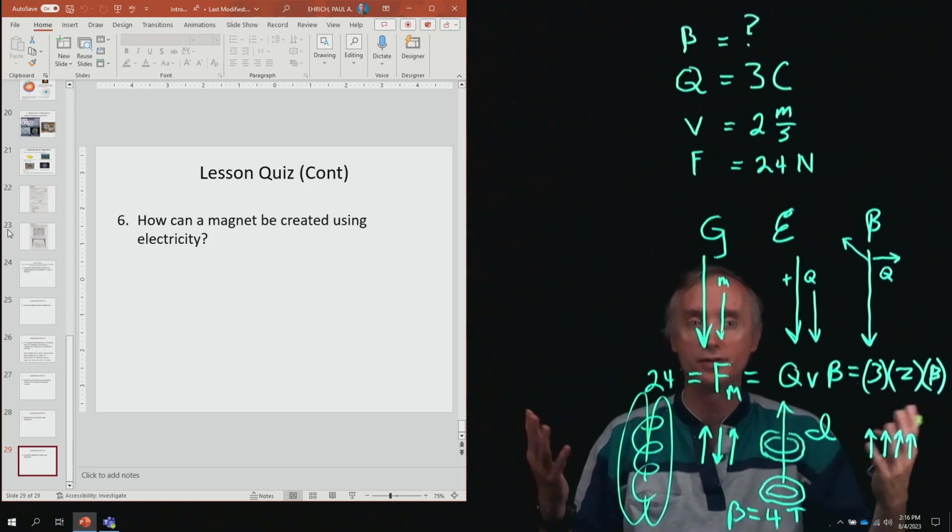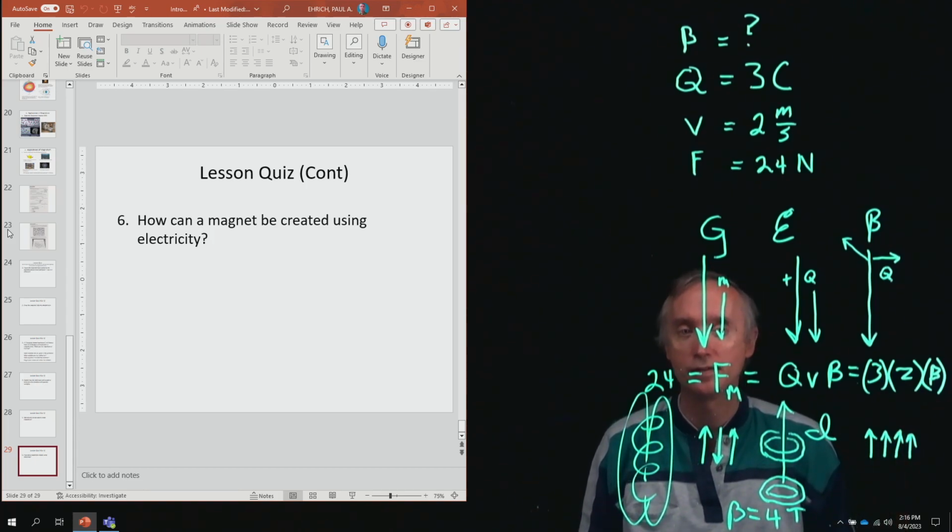So there is our lesson about magnetism. We've now talked about electricity, and we've now talked about magnetism. So in our final lecture about electricity and magnetism, we're going to put the two of them together, and we're going to call it electromagnetism. So I will see you then.